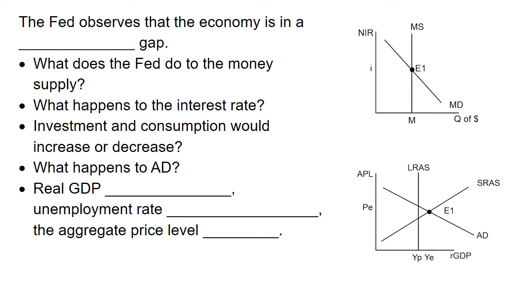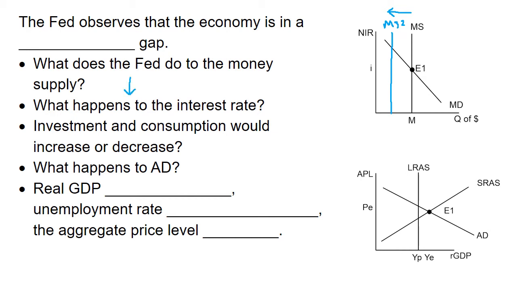So looking at your bottom model, what type of gap are we in currently? That's an inflationary gap because E1 is to the right of our potential. So looking at the picture, what would you need to do to AD to get out of that gap? If AD decreases or shifts left, it will fix the gap. So if AD is going that way, we need MS to go that way too. So what is the Fed going to do to the money supply? They're going to decrease it or shift it left. That makes this one contractionary monetary policy.